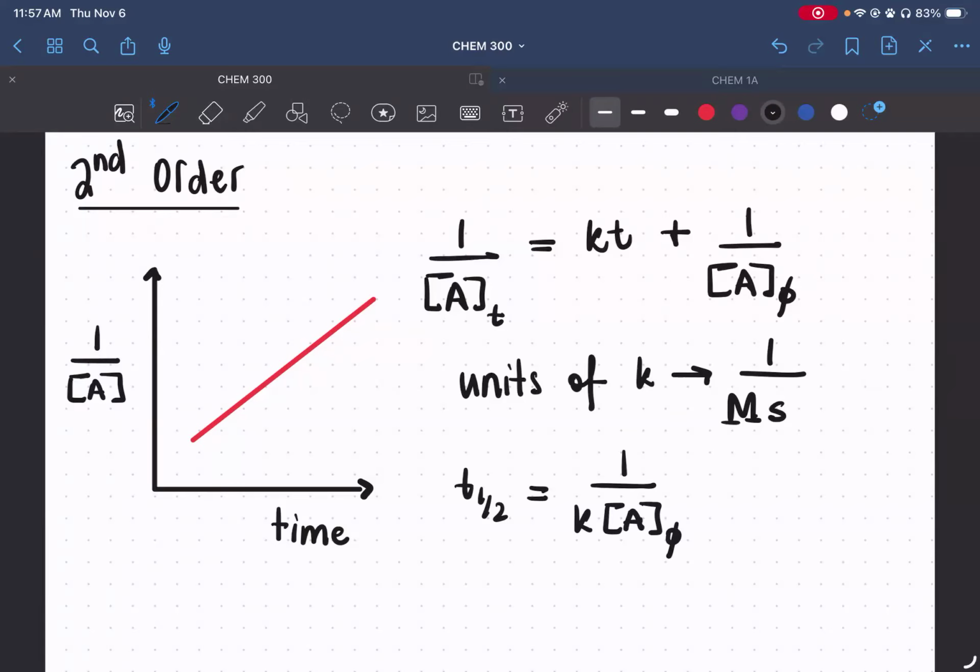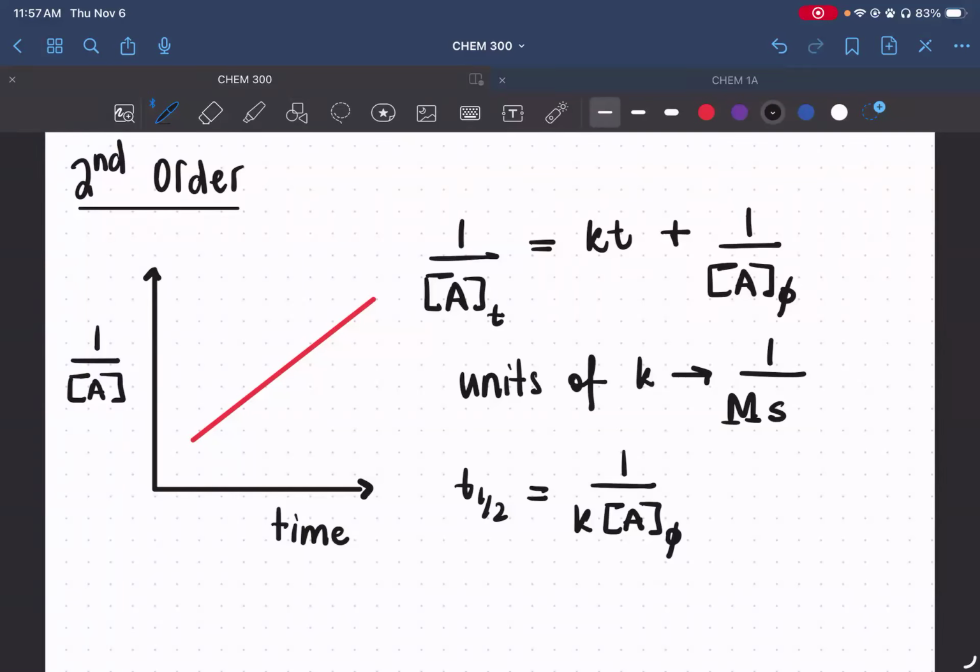We will not be going over the derivation of the half-life for the second order. We've done it for both the 0th and first order so far. I encourage you on your own time to practice or try it yourself to see if you'll get to this equation, but we will not be going over the derivation ourselves. That would be a really good extra credit question.